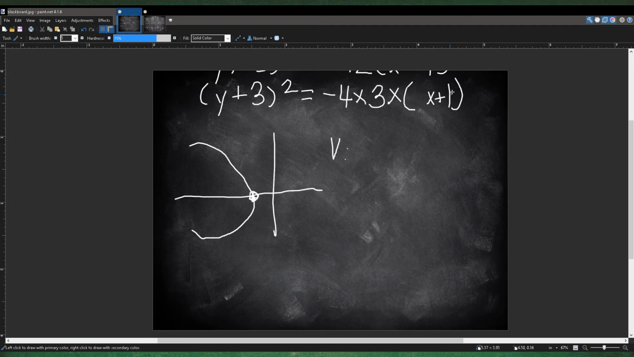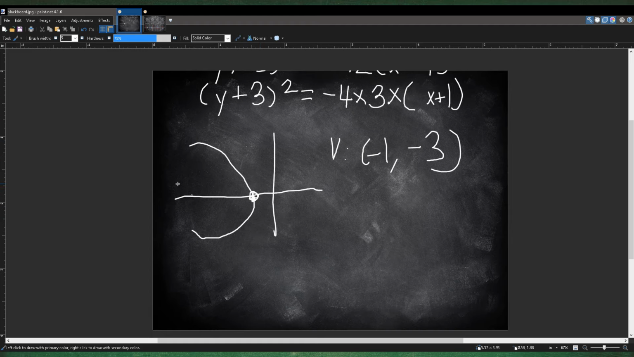So basically, the number with the x is the vertex, so you put negative 1. With the y, it's negative 3. So this is the vertex. It kind of doesn't look like it, but just draw it in this form.